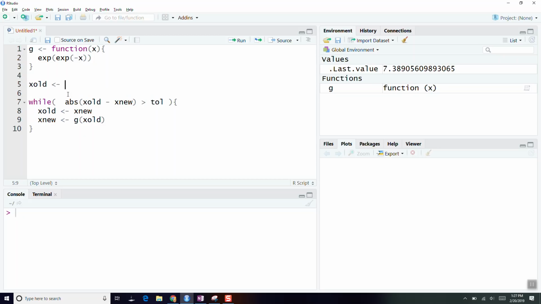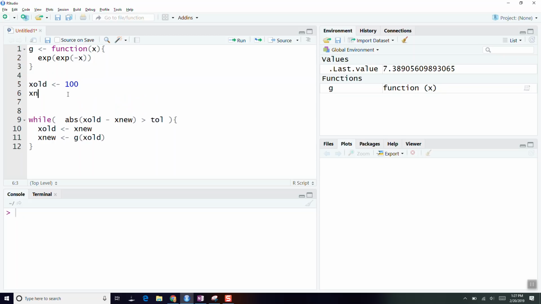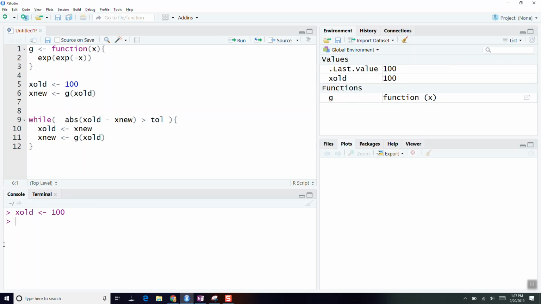X old, where should I start? Well, here, let me just demo what this looks like. Okay, so we'll just start off with x old being like 100, okay? And then x new will then be g of x old, okay? So if I just start off with x old being this, let me do this for a second.